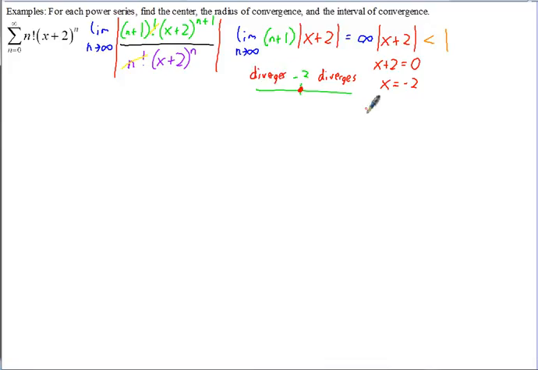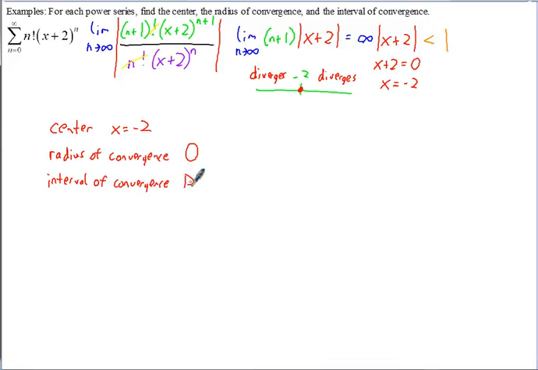In this case, -2. So we can say the center would be x equals -2. The radius of convergence would be 0, since it doesn't go either direction from the center. And the interval of convergence doesn't exist.